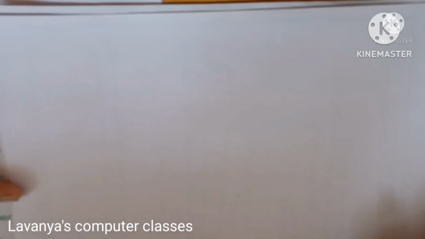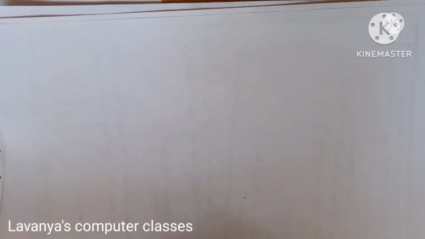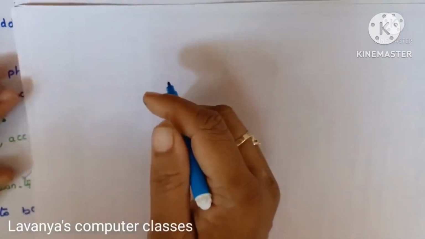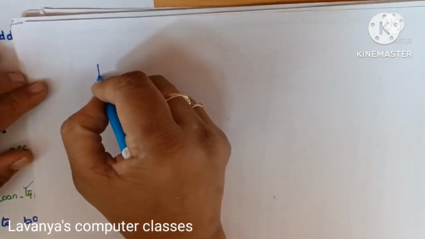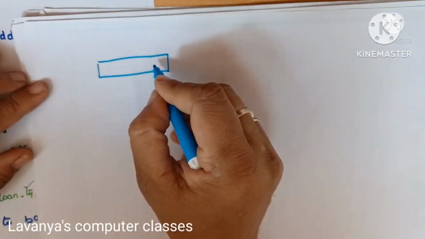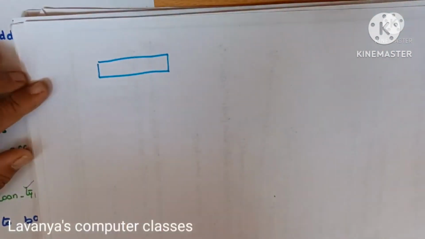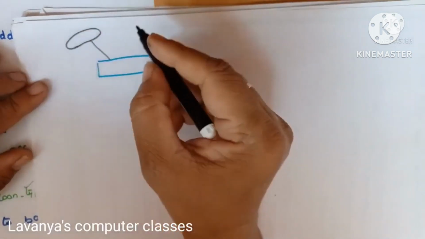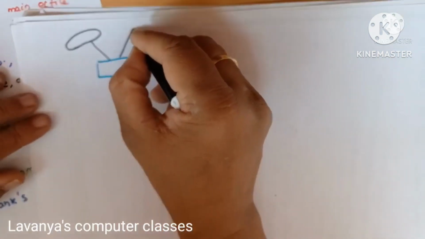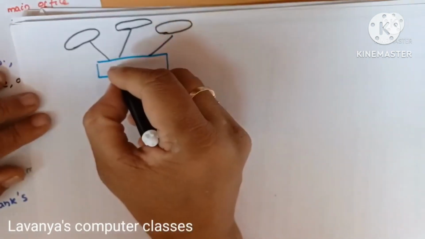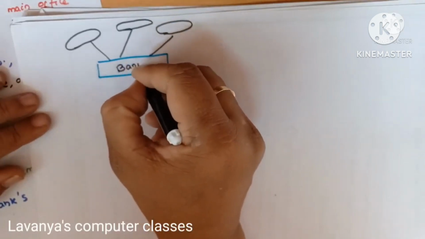So now I'll start drawing the ER diagram. First one is bank, because it is a bank. So the main entity set is bank. Banks are identified by their name, code and address. So bank is an entity set. All entity sets are represented with a rectangle box, and attributes are represented with an ellipse. So bank has 3 attributes: name, address and code. So this is the bank entity set.